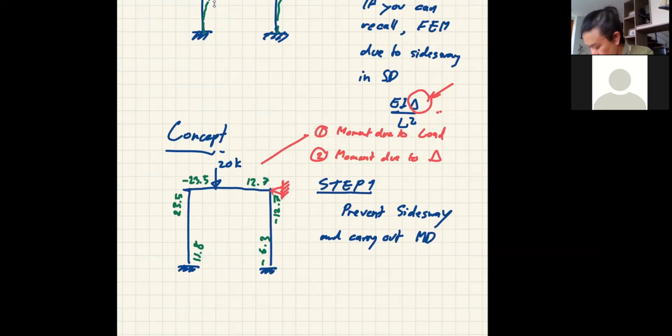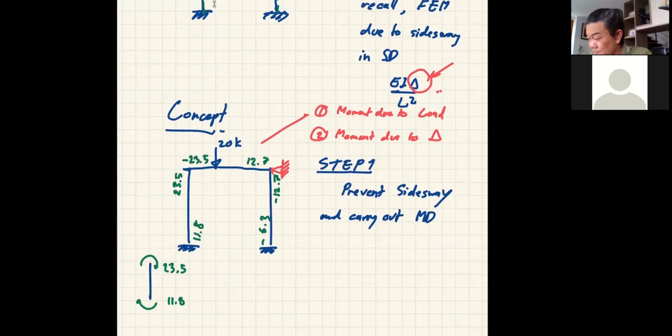Okay, so like this, for example, you have the end moment, right? You have the 23.5, you have 11.8. So you can now calculate your reaction or base shear as before. And this is 1.77. Another, this time it is the counterclockwise both. It's 12.7, 6.3. This guy is going in this direction, 0.95.